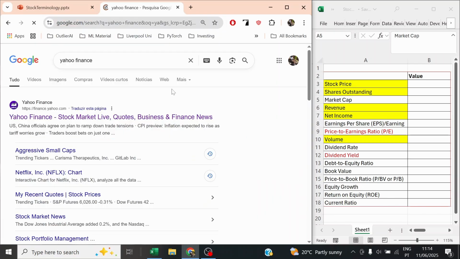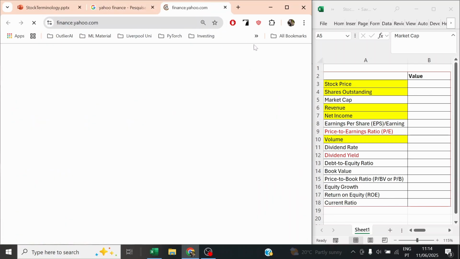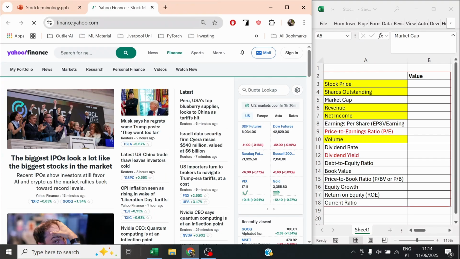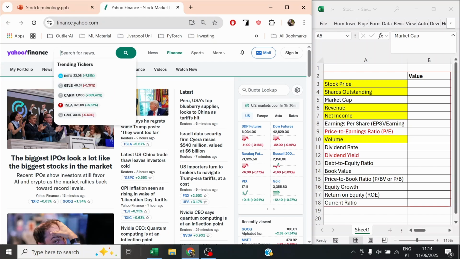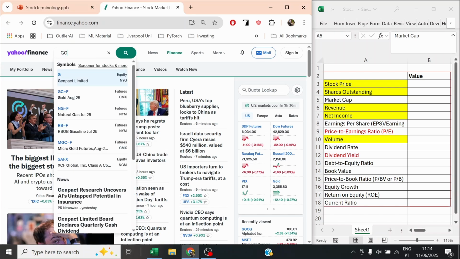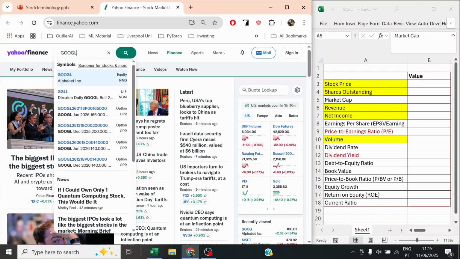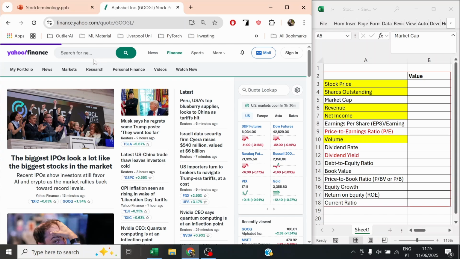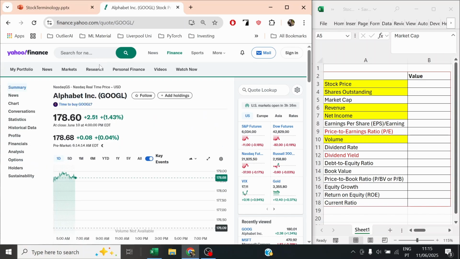Yahoo Finance. If we go to Yahoo Finance, you can just search in Google Yahoo Finance or write finance.yahoo.com in your search bar, and it will take you to this page and you just search the company you wanna know more about. For that example, let's just try Google, which is the ticker symbol Google, and the name of the company is Alphabet, and let's go through Google.